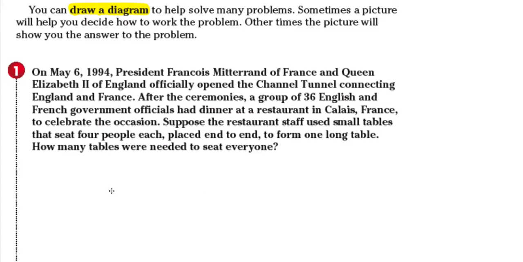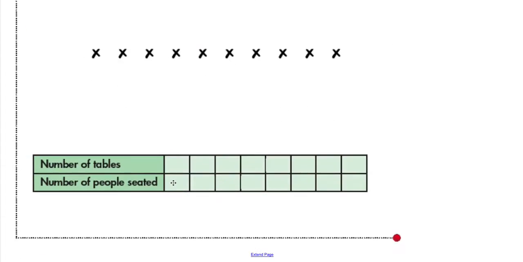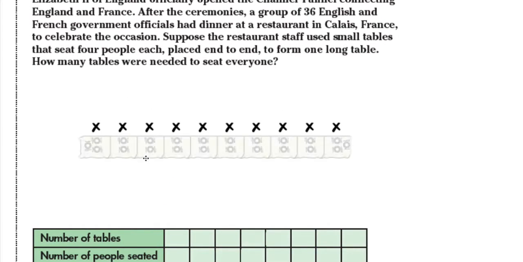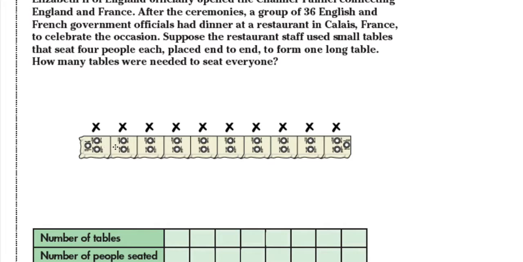So, in this case, drawing a diagram would be a big help. First we need to create our table. Let me find my table. Oh, it's probably down here, right here. These are the number of people. The table is right here. So if this is the table that you draw, it says how many tables were needed to seat everyone.